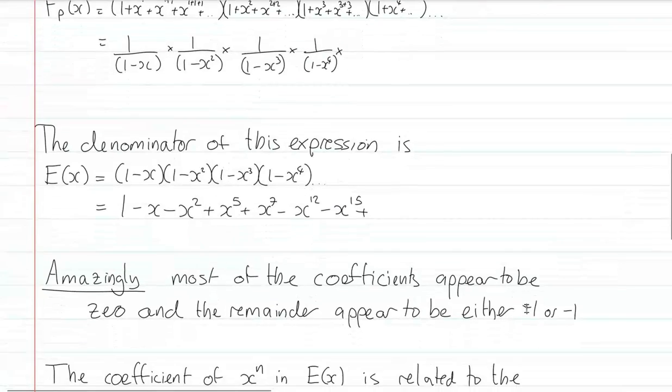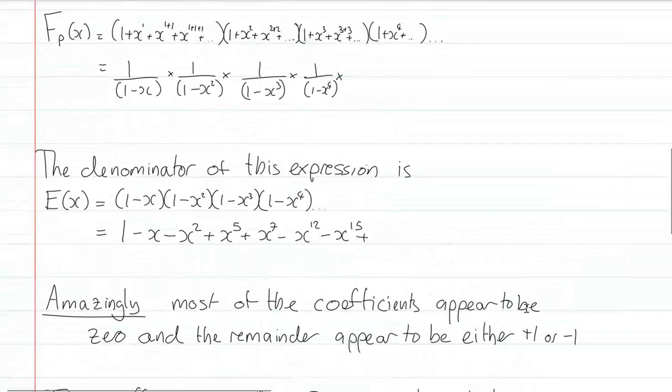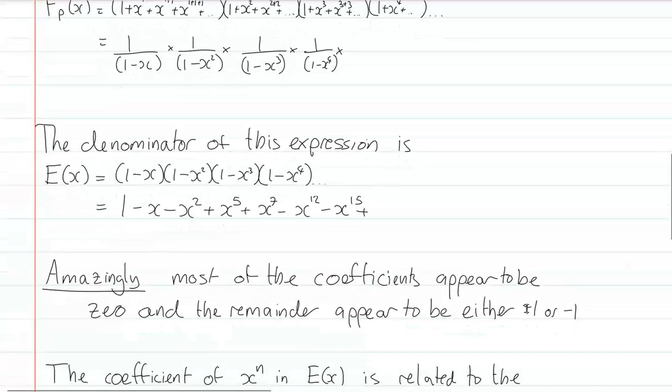Alright, we then looked at the denominator of this generating function, which looks a lot like the generating function for partitions of n into distinct parts, but it's not the same because there's a minus sign in each bracket. And we started doing some multiplying out, and we discovered, amazingly, and this is amazing, that most of the coefficients were 0, and the others were all 1 or minus 1. So why is that true?